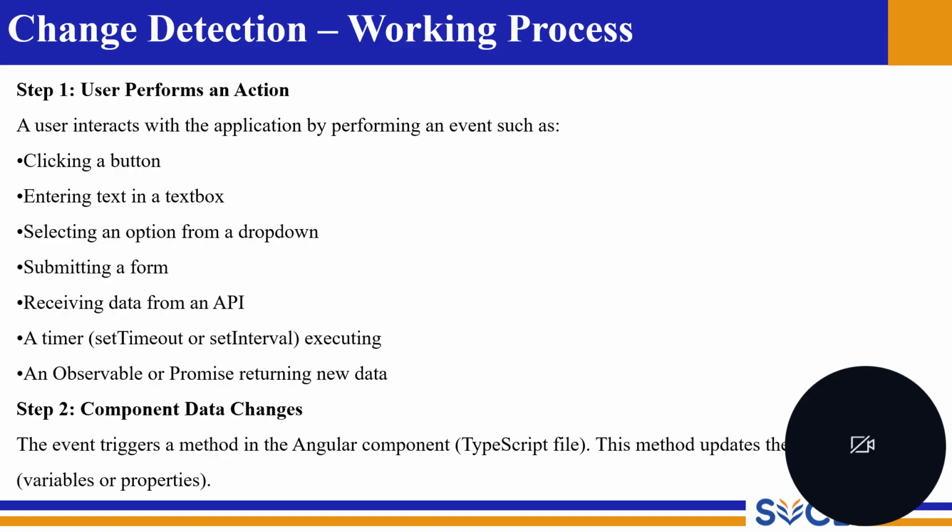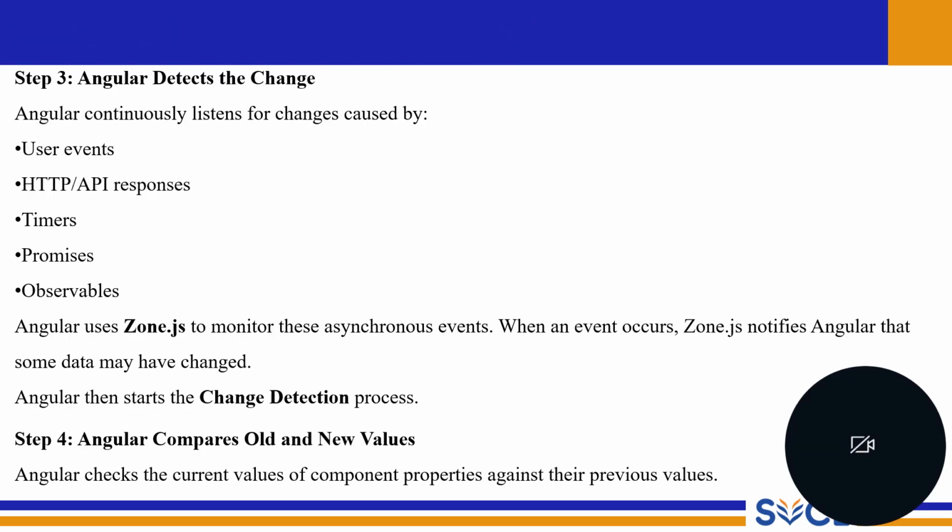In step 2, component data changes. The event triggers a method in the Angular component. This method updates the variables or properties. For example, before, quantity is equal to 1; after clicking add, quantity is now equal to 2. It changes automatically. Similarly, the total price is recalculated. Before, total price is equal to 50,000, but after clicking add, total price is equal to 1 lakh. At this stage, only the component data has changed. The web page has not yet been updated.